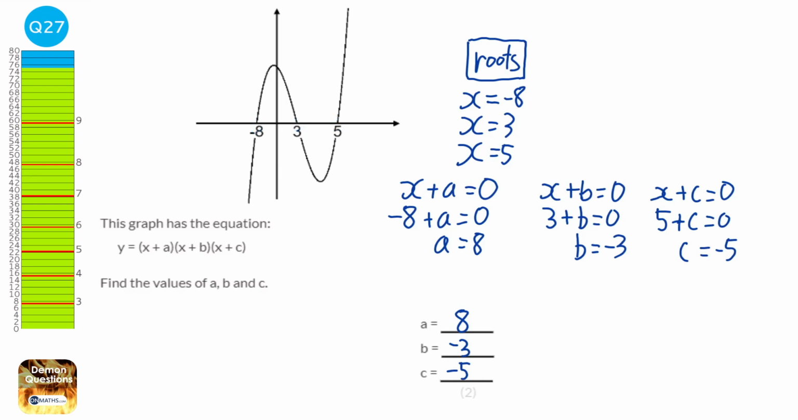Now you might say, well, why does a have to equal 8? Why can't b equal 8? It can. These can be in any order, and so if I wrote these in the opposite order, -5, 8 and -3 for instance, it would still be correct.